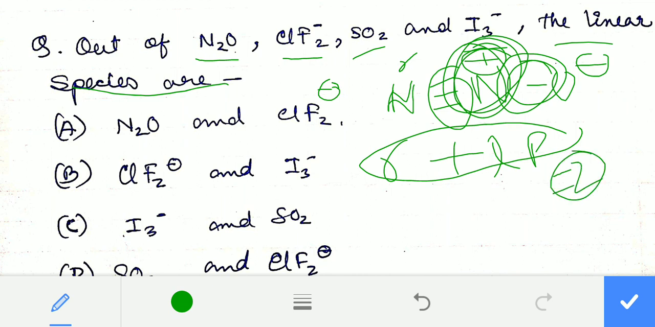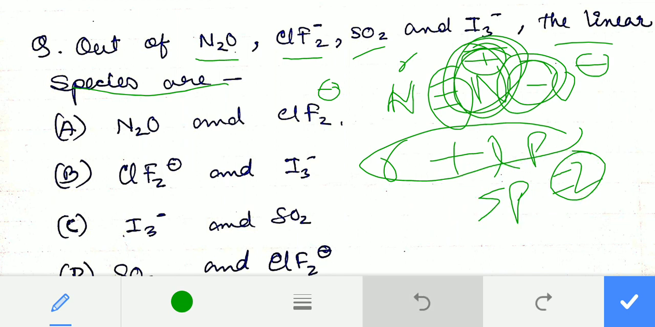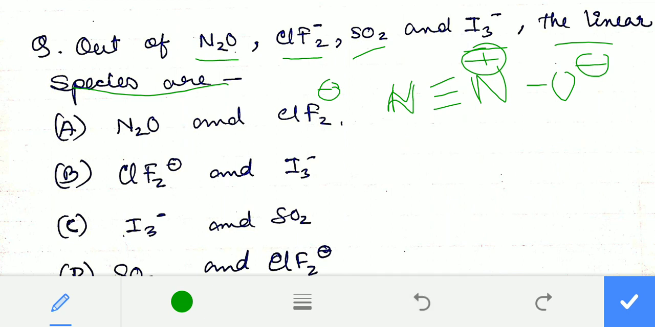Now when steric number is equals to 2, the hybridization of the atom is sp hybridized. Similarly, when steric number is 3, it is sp2, when 4 it is sp3, and so on. You can go with the chart which is available on internet. Now we know for sp hybridization, the structure is always linear. Now it is N2O molecule. N2O molecule is a linear molecule. Now in option A, N2O molecule is linear molecule.